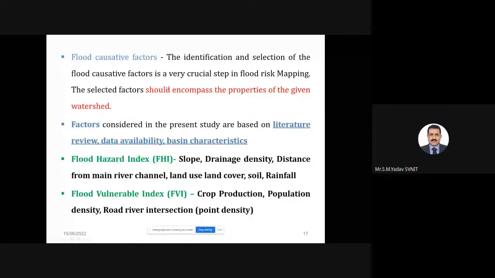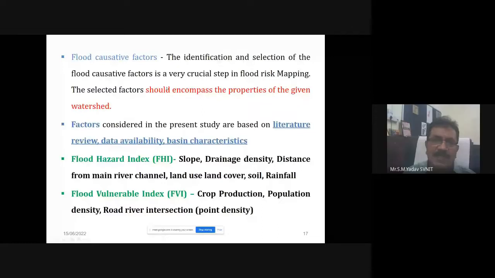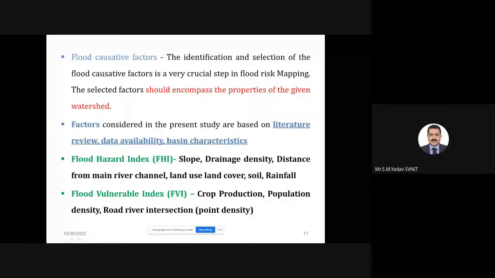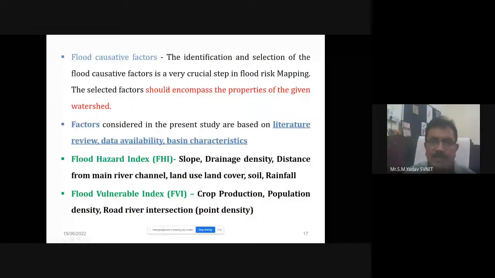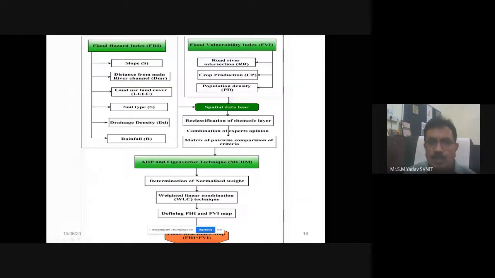This is the flowchart of the entire analysis, wherein first the spatial database has been made for flood hazard index, which is shown on the left hand side of the screen. Then flood vulnerability index, FVI, that is shown on the right hand side of the flowchart. This spatial data set which has been developed, that has been used.